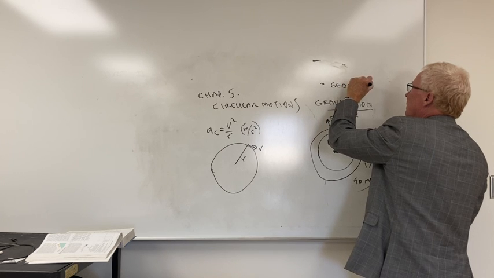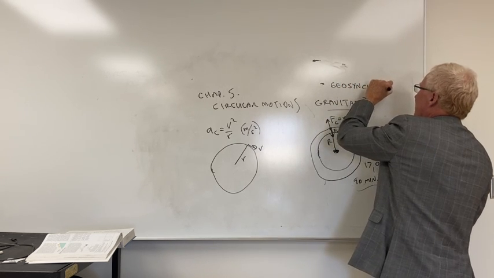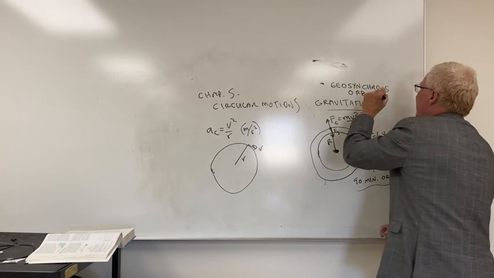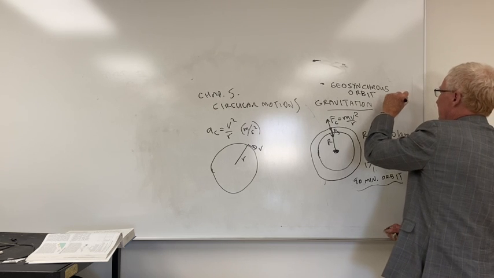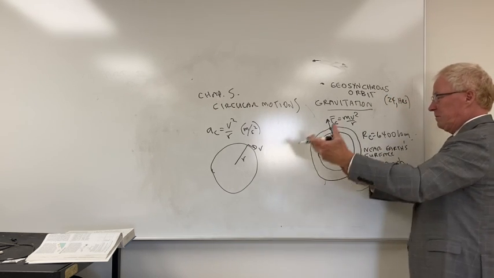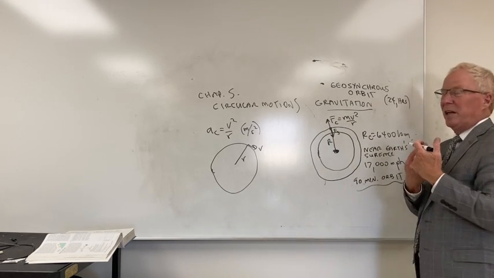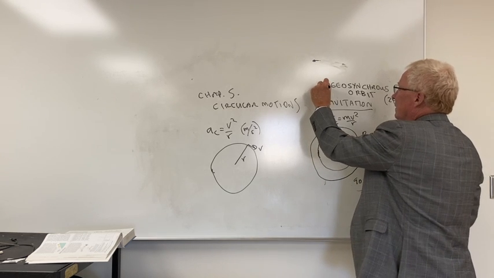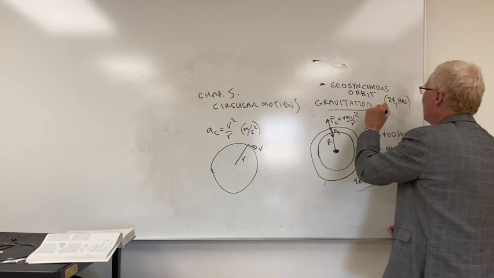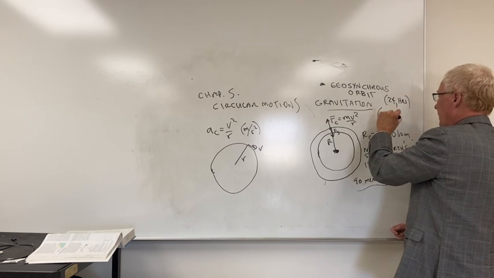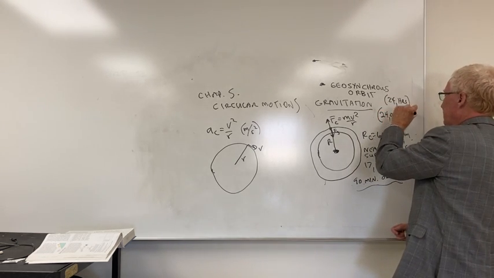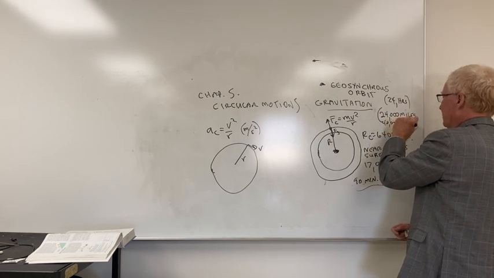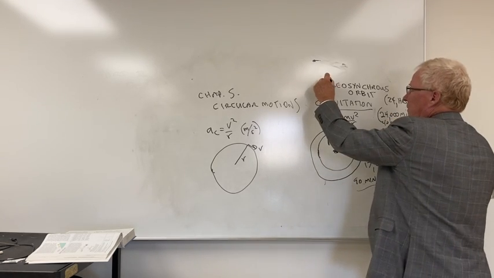Geosynchronous orbit. And that takes 24 hours. Because of that, the satellite stays in one spot, orbiting exactly over the same spot. But to do this, it has to be a distance of about 24,000 miles, or about 40,000 kilometers above the Earth. So it's way out here.